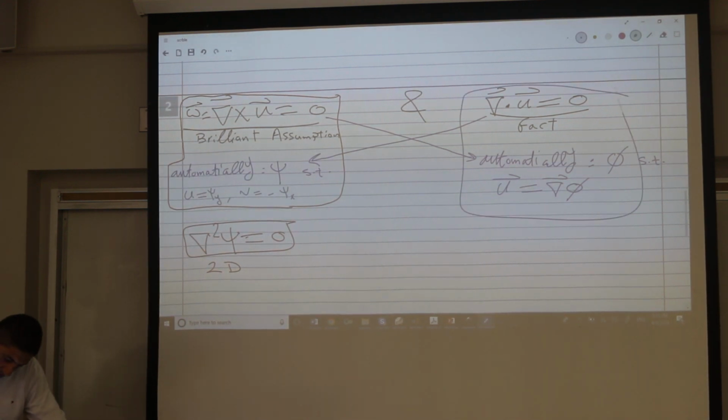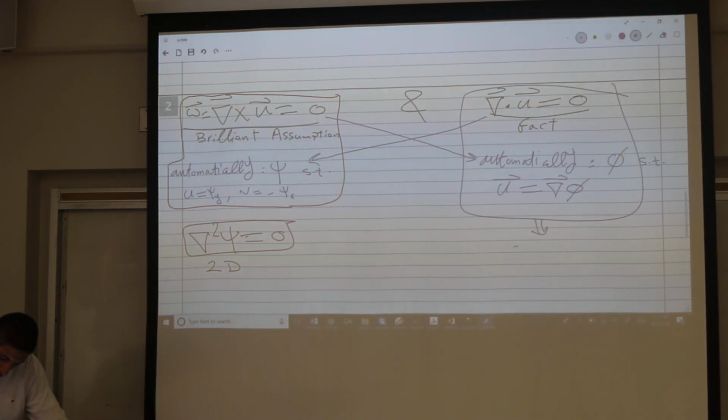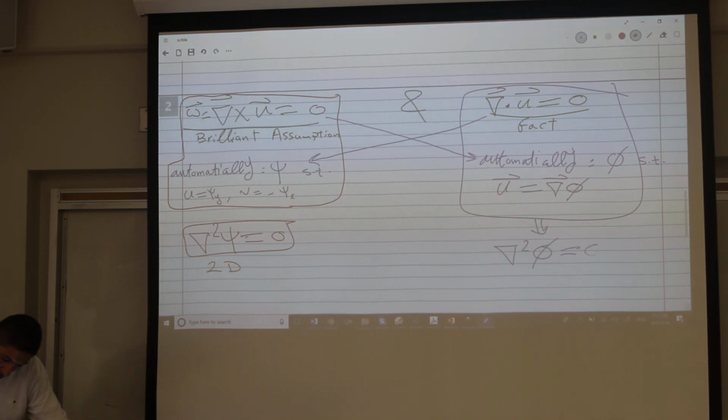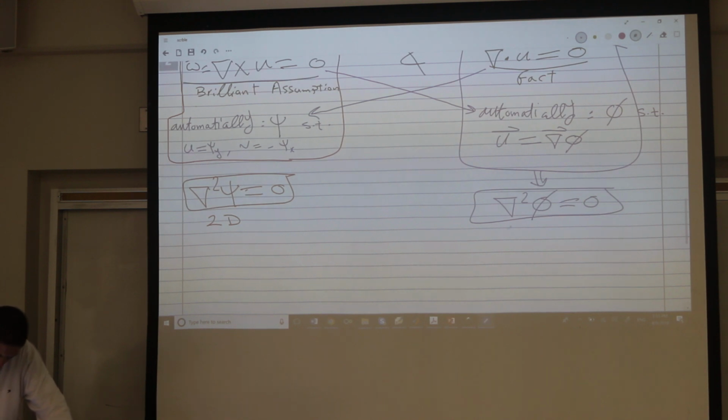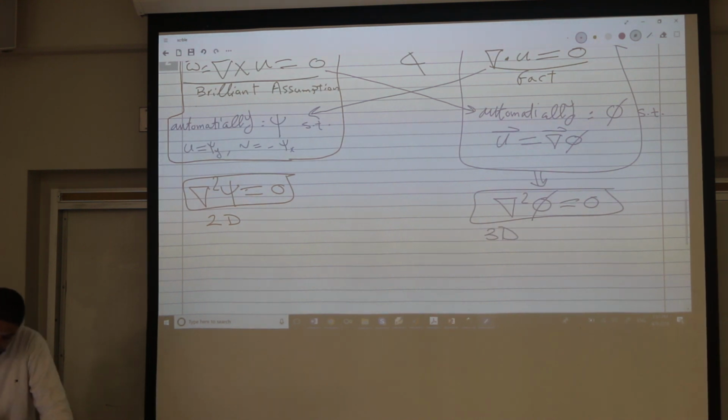Similarly, these together, they result in Nabla squared phi equals 0. Like I said, this is 3-dimensional and 2-dimensional, of course. So this equation is coordinate independent. Coordinate dependent, I'm sorry.